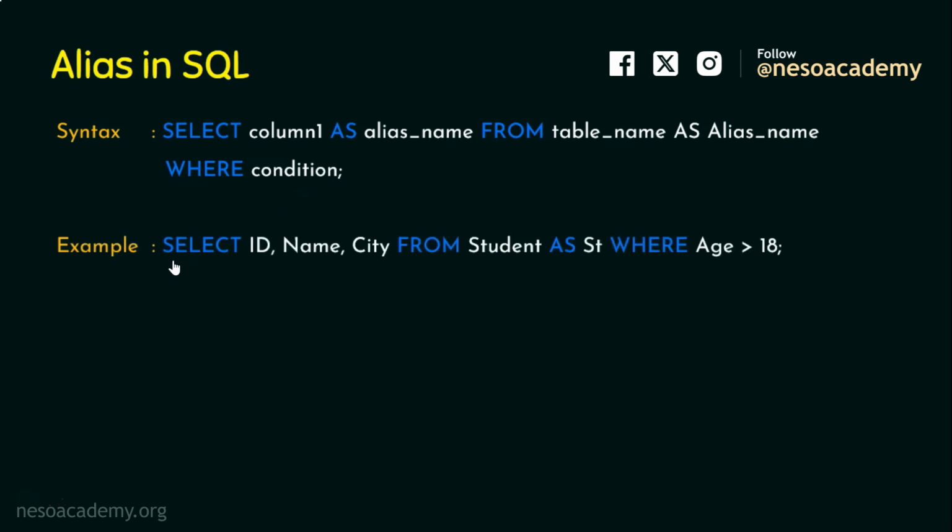In this example, can you see SELECT ID, name, and city? So I'm going to retrieve three columns, ID, name, city, from student table AS ST. Can you see here?